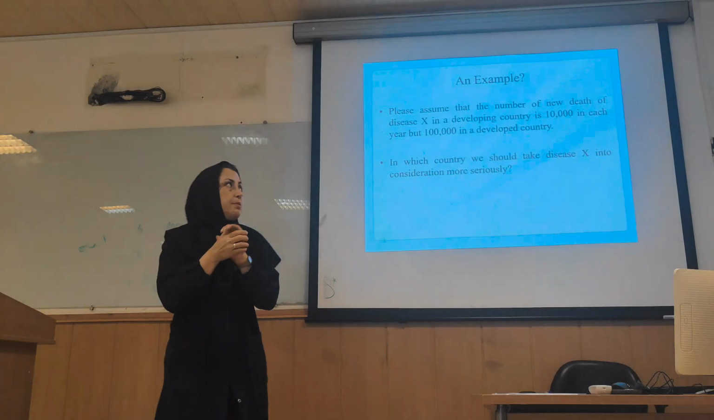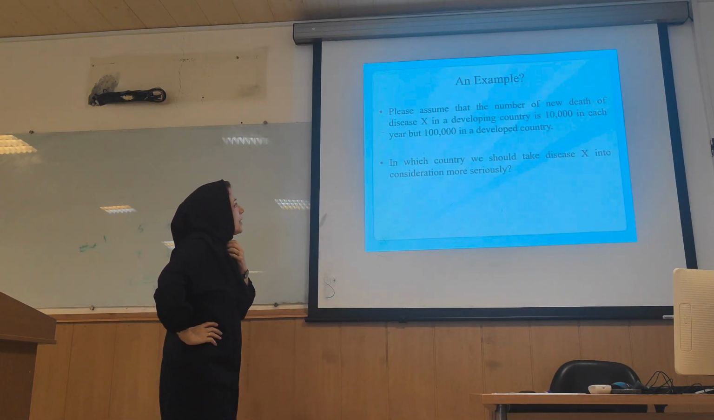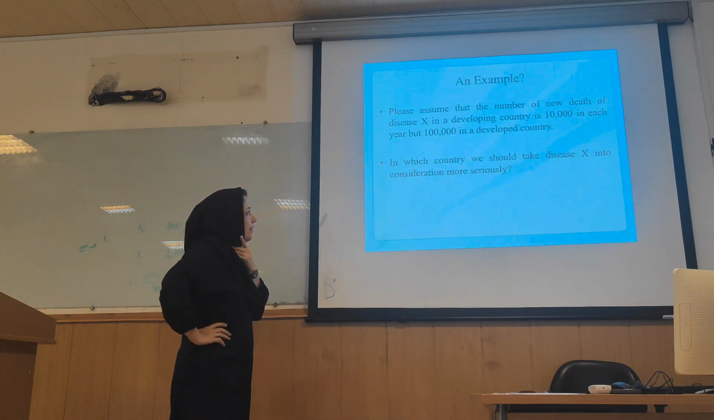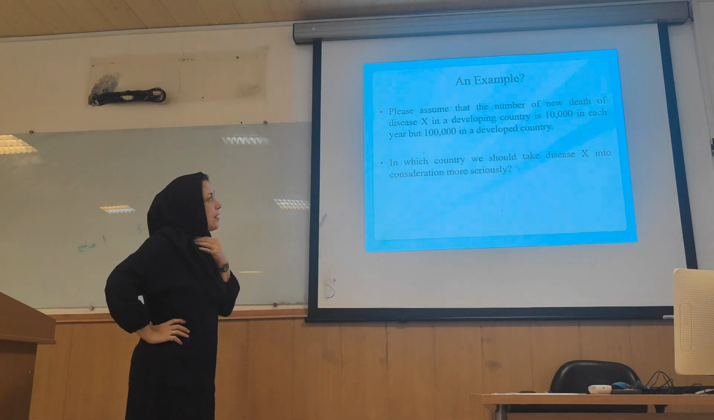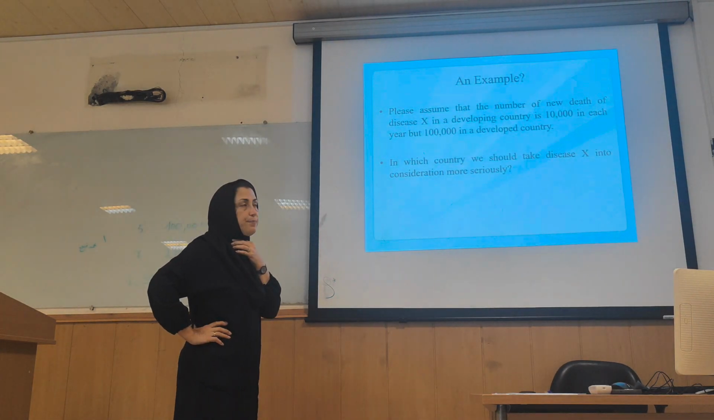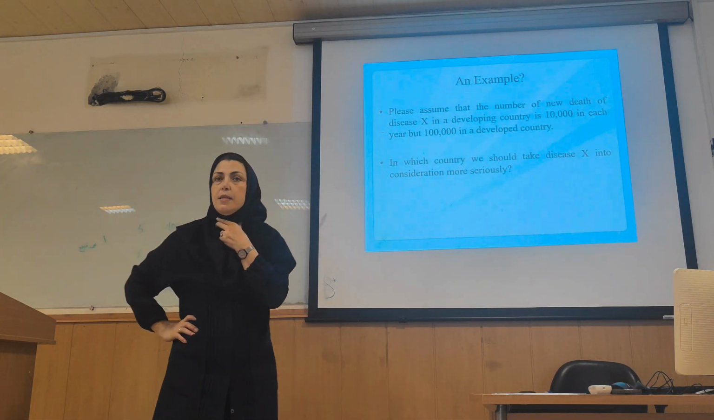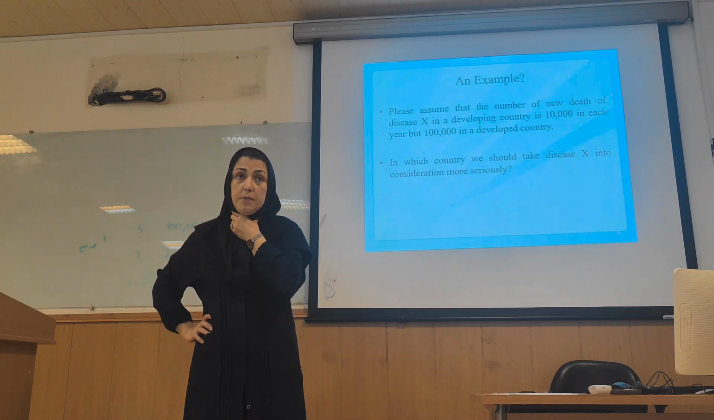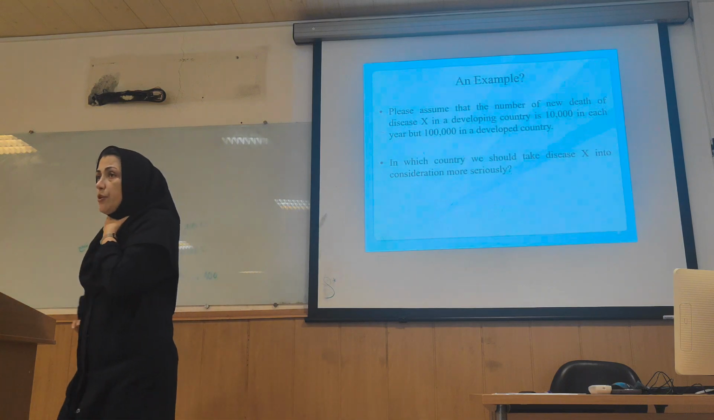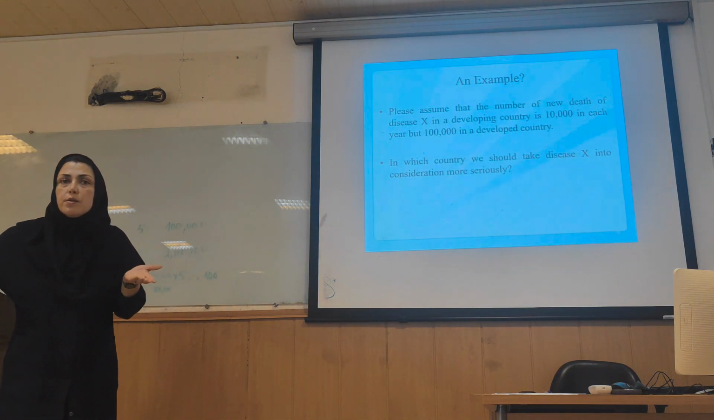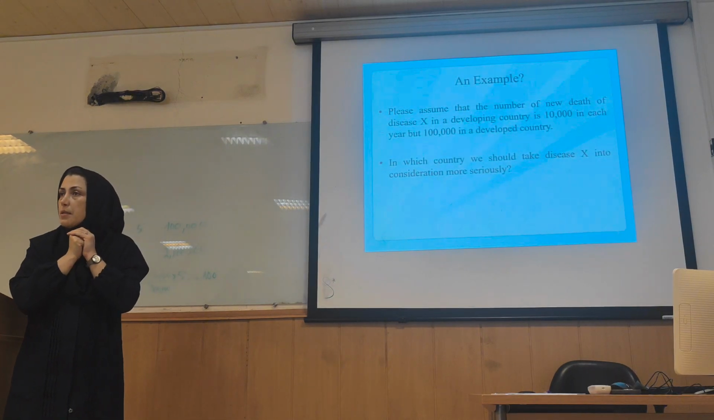Okay. Please see this example. Assume that the number of new deaths of disease X in a developing country is 10,000 each year, but 100,000 in a developed country. In which country should we take disease X into consideration more seriously? We can't tell because we should see the population, right? Mm-hmm. Very good. The crude number is not important. Why? Because we do not know the population that lives in those countries.